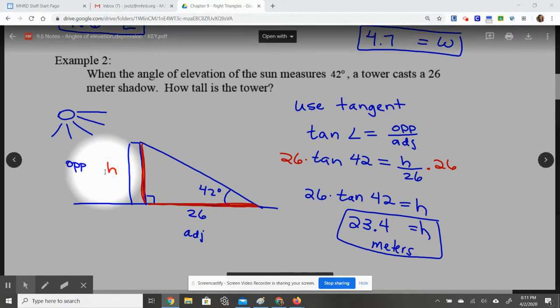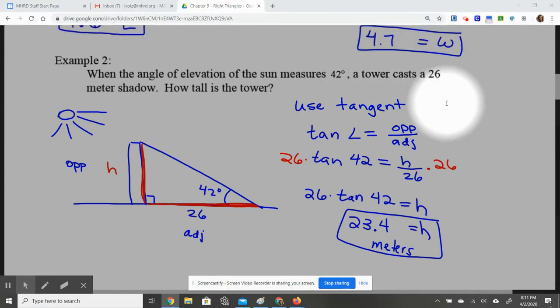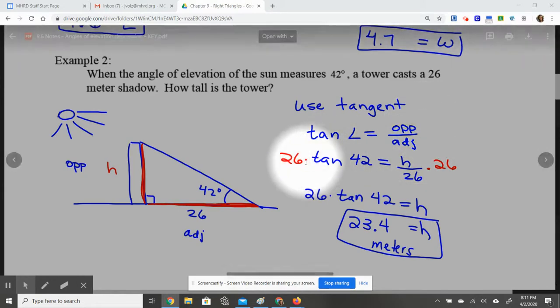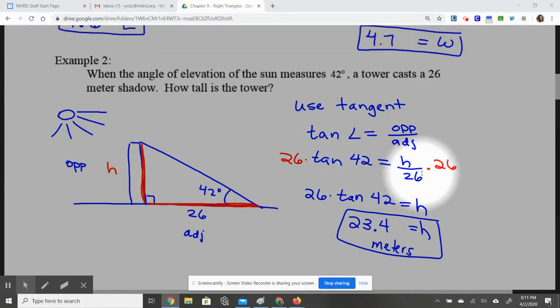That's the hypotenuse. So I'm going to use tangent because TOA. Tangent is opposite over adjacent. So tangent of the angle equals opposite over adjacent. Tan of 42 equals h over 26 in this case.